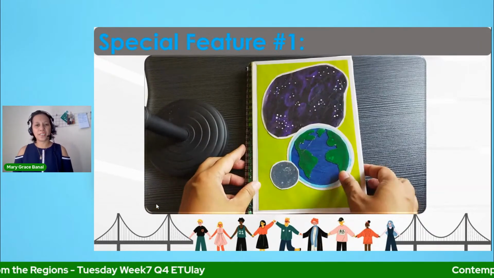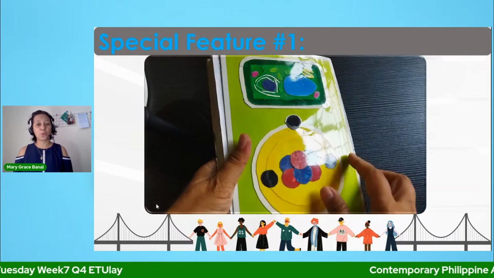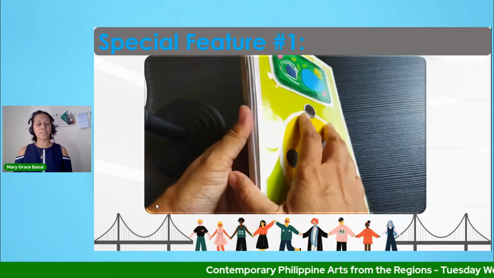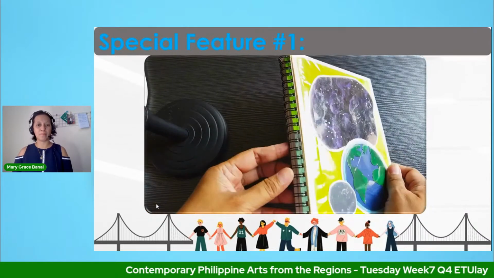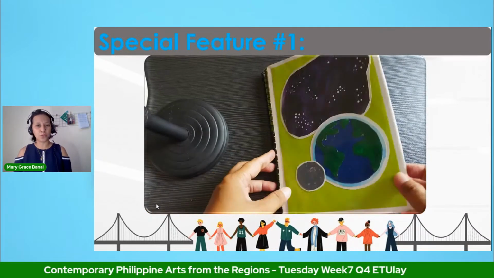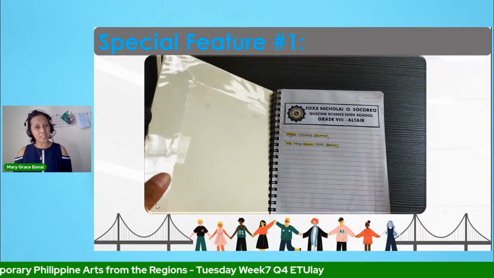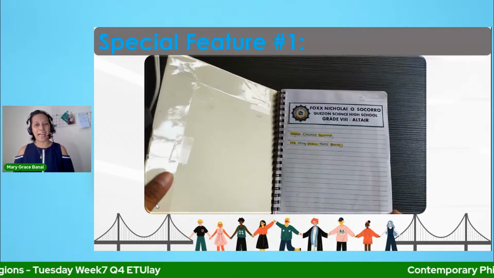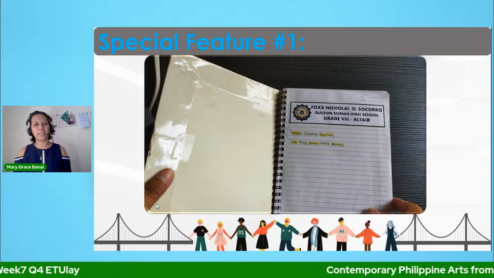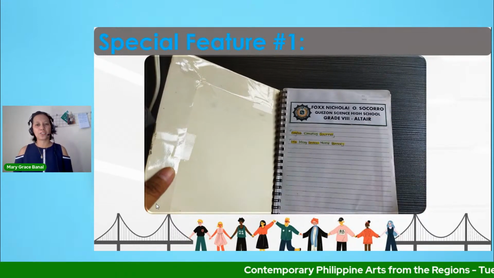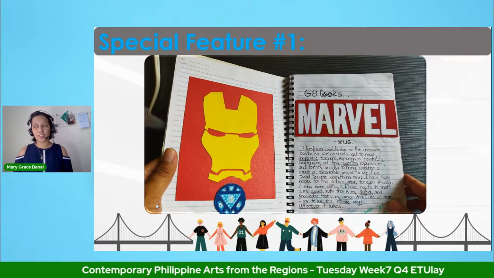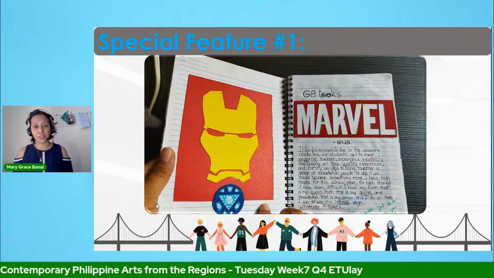Okay, so this is just a typical notebook. As you can see, even the back cover of Fox's notebook has been designed with the same concept. It's a spring notebook. And of course, as teachers, there should always be a name. So this is from Fox Nicolai O. Socorro. His section before was grade 8. Then inside, this is the first creative journal entry.